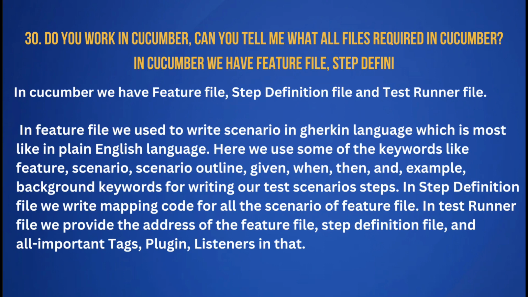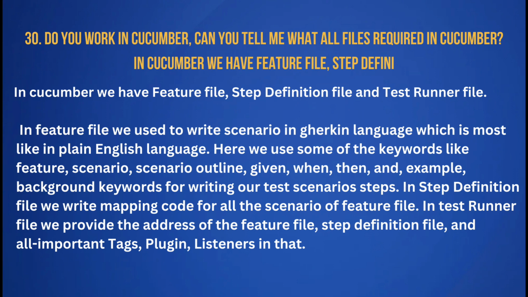Next question is, do you work in Cucumber? Can you tell me what all files are required in Cucumber? Answer. In Cucumber, we have a feature file, step definition file, and test runner file. In the feature file, we write scenarios in Gherkin language, which is most like plain English language. Here, we use some keywords like Feature, Scenario, Scenario Outline, Given, When, Then, Examples, and Background for writing our test scenario steps.